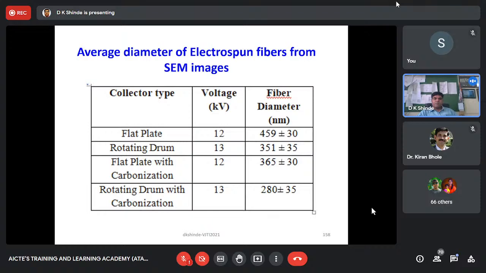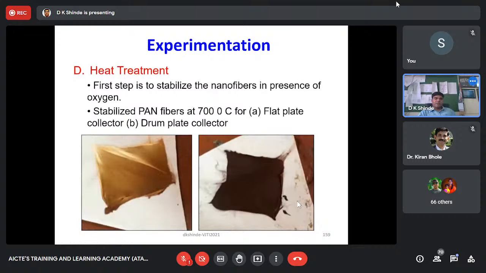and those are fibers in the range of flat plate collector 450, rotating drum 350, flat plate with carbonization reduced the diameter to 360, and rotating 280 nanometers are the achievements. So this is heating, stabilization, and carbonization, the processes after the electrospinning.